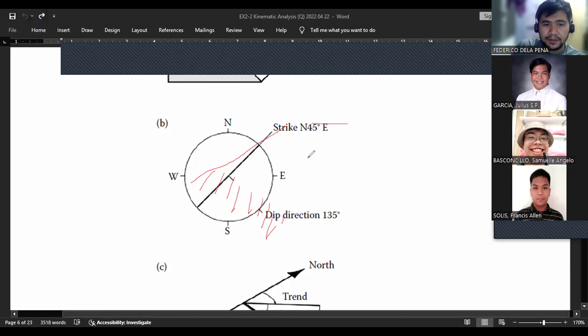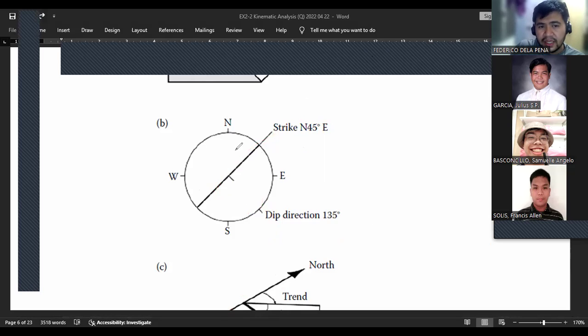Like this one. Okay. So in this example, you have your strike and dip notation. You first measure the direction of the strike, and then you measure it relative to the north. This is 45. Then we can call this north 45 east. And then you also have to add the dip direction, which is southeast dip.